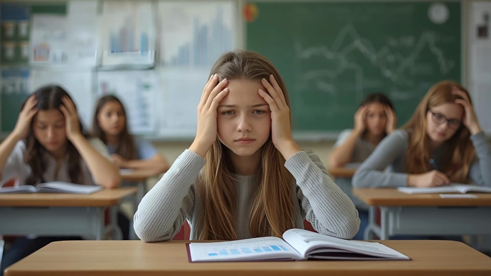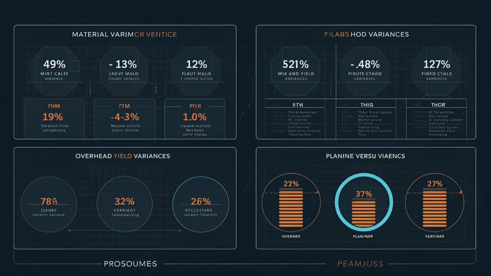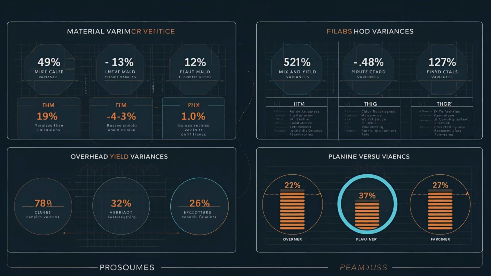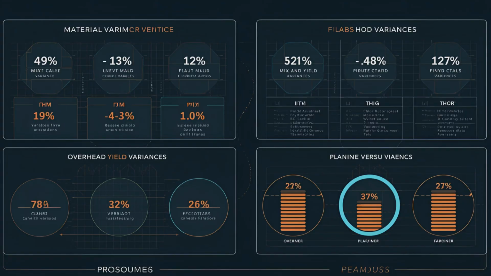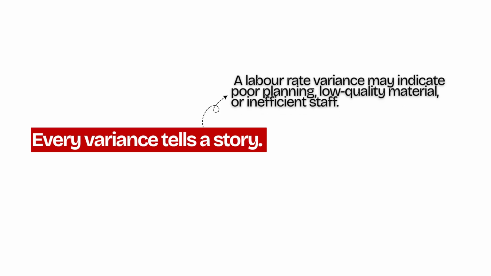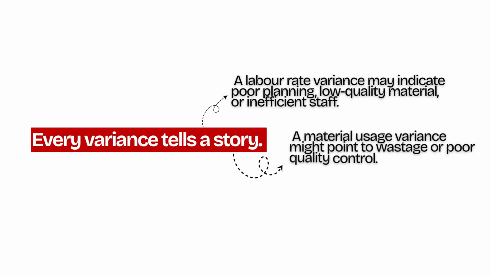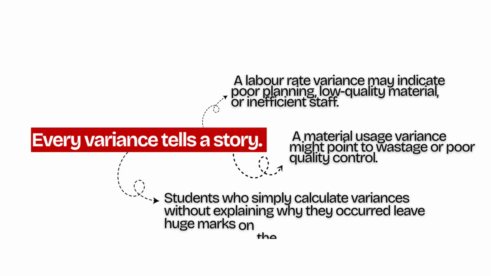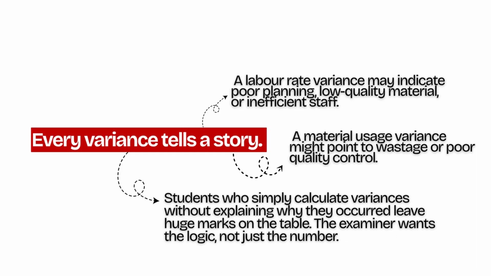Standard costing and variances. Standard costing and variances are where many students lose marks very quickly. You'll learn material variances, labor variances, overhead variances, mix and yield variances, and planning versus operational variances. But again, the secret is not in the formulas, it's in the interpretation. Every variance tells a story. A labor rate variance may indicate poor planning, low quality material, or inefficient staff. A material usage variance might point to wastage or poor quality control. Students who simply calculate variances without explaining why they occurred leave huge marks on the table. The examiner wants the logic, not just the number.